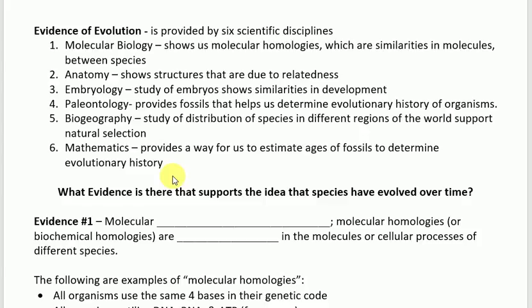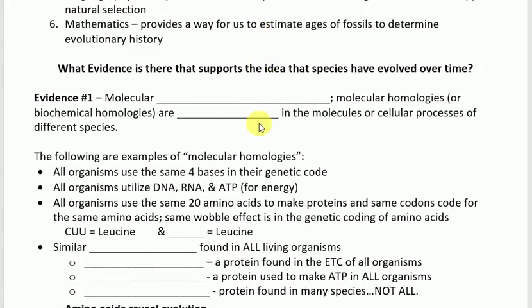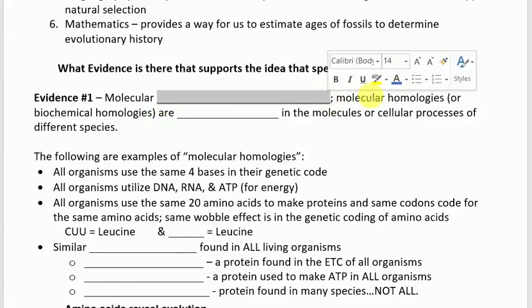The fifth is biogeography, and this is the study of distribution of species in different regions, and this supports natural selection. And the sixth is mathematics, and this helps us by providing a way to estimate ages of fossils to determine the history. So what evidence do we have to support the idea that species have evolved? So the first one that we're going to look at is going to be molecular homologies.